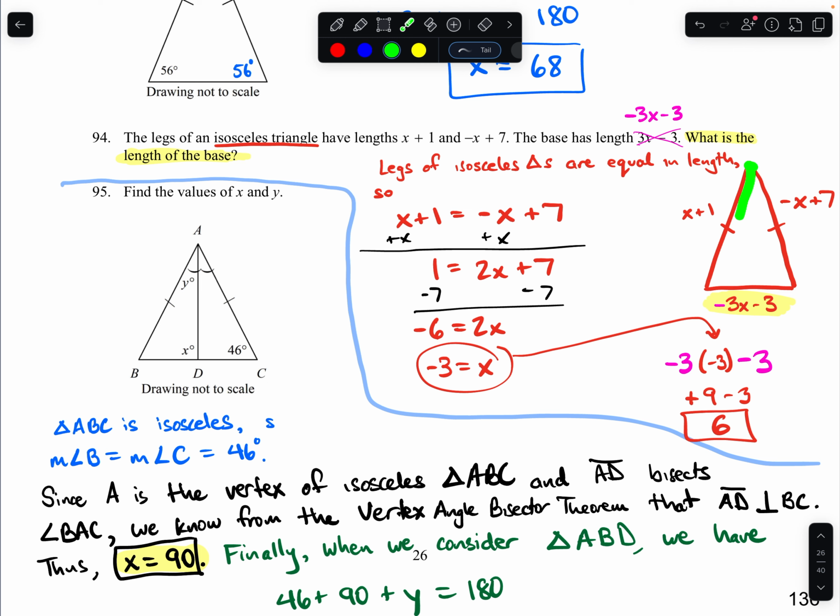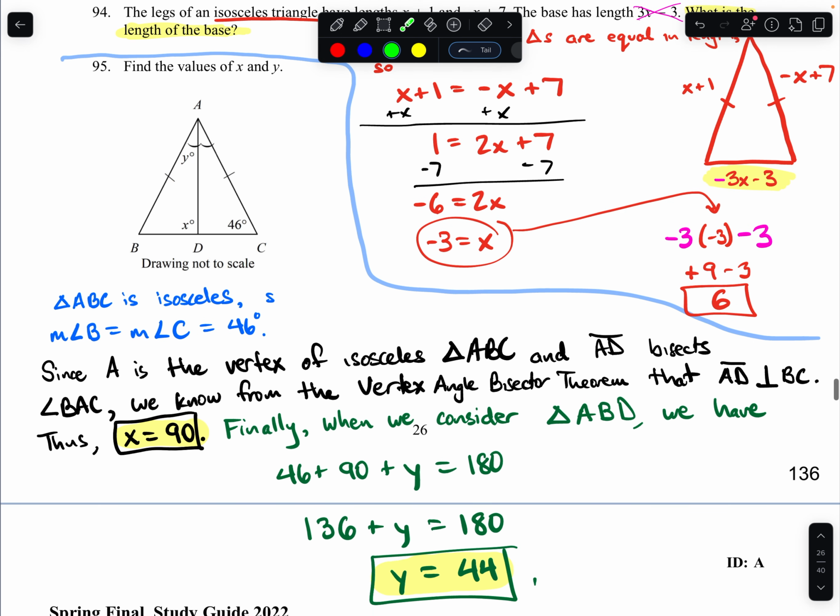Well, first of all, the legs have to have the same length, so we can set the length of the first leg equal to the length of the second leg. These two have to be equal. If we solve for x, we'll find that x is negative 3. We take that negative 3 and plug it in to the expression for the base. So negative 3 times x, well, that's negative 3 times negative 3. That'll be 9. Minus 3 will be 6. So the length of the base is 6.